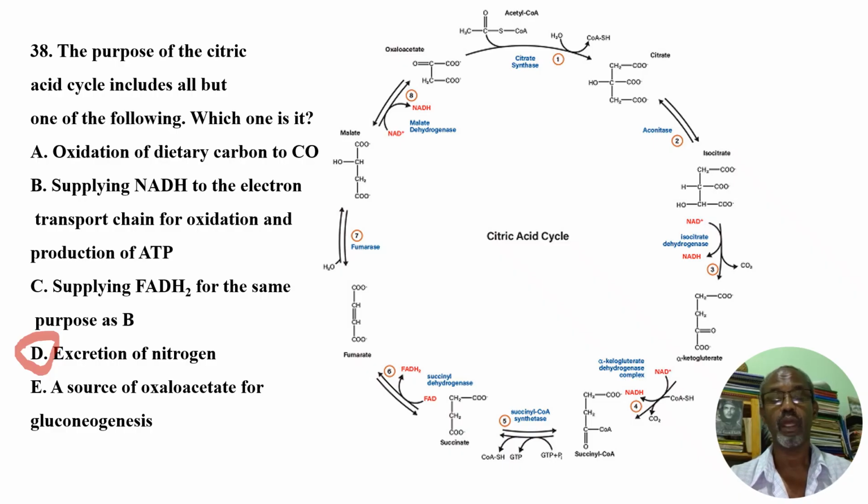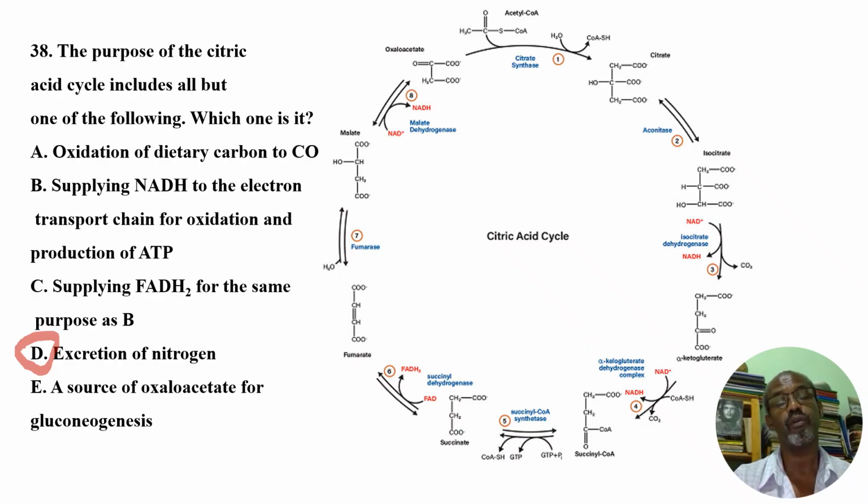Why? The other is it produces NADH. Yes, NADH. From 1 acetyl-CoA, 3 NADH and 1 FADH. Yes, it supplies for electron transport system. Therefore, everything is right. Supply FADH, yes. Oxidation of dietary carbon, yes.